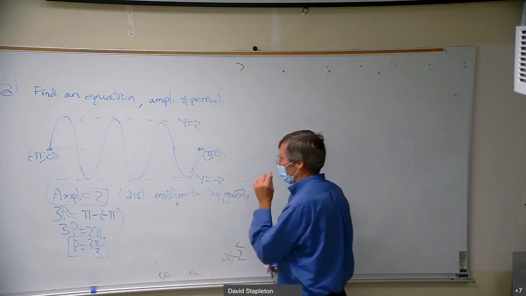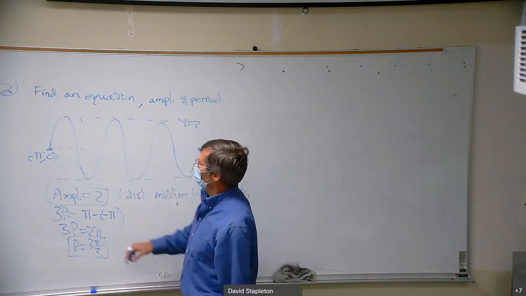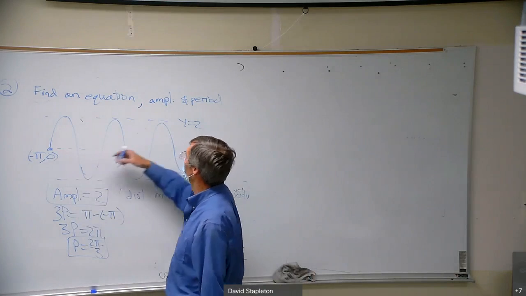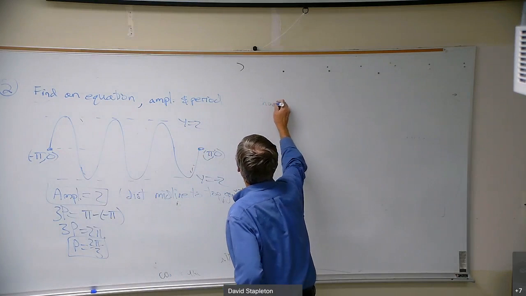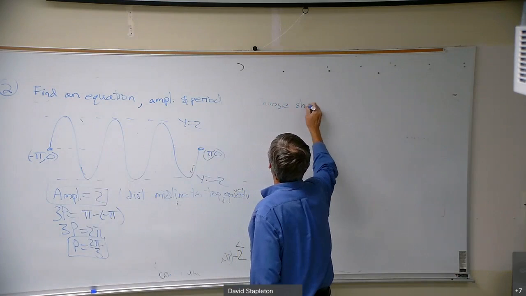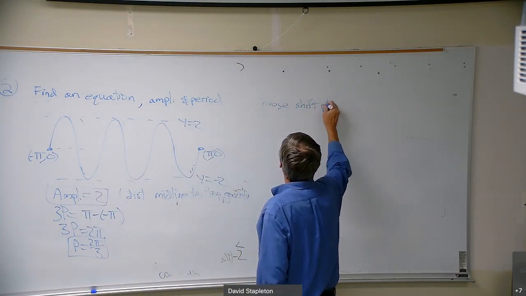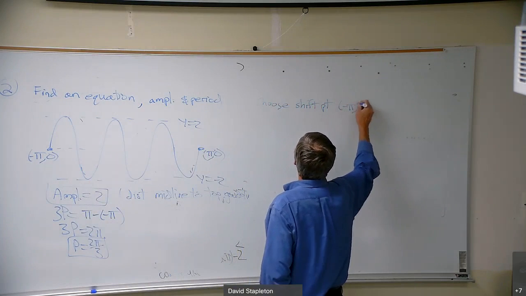Again, there's an infinite number of answers depending on what you pick for the shift point. Just for simplicity, let's call this the shift point. Suppose I choose shift point minus pi, 0. Why is that a nice one?